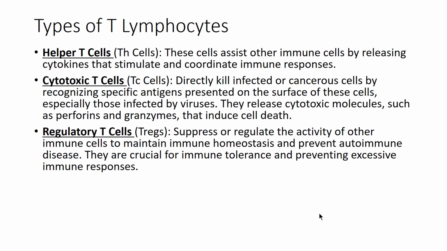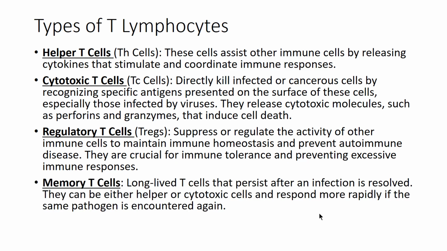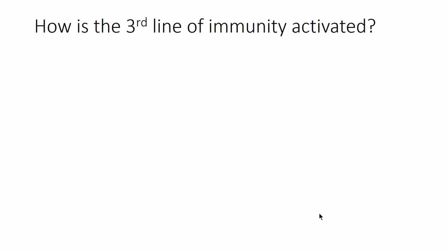Like regulatory B cells, we also have regulatory T cells, or Tregs. Similar to the regulatory B cells, they maintain a moderate response without having too much of an immune response. And similar to memory B cells, we also have memory T cells. So both memory T and B cells together are responsible for the adaptive, acquired, long-term aspect of the third line of immunity.